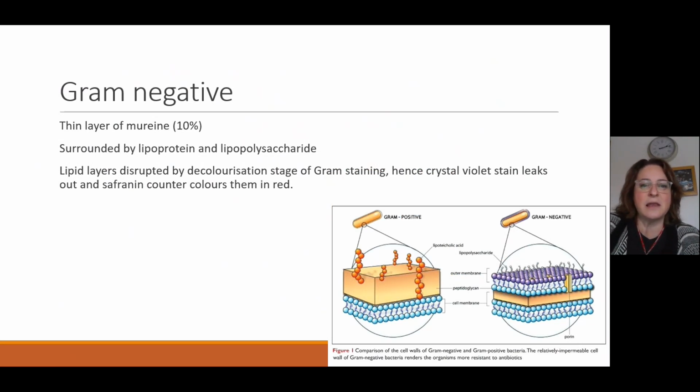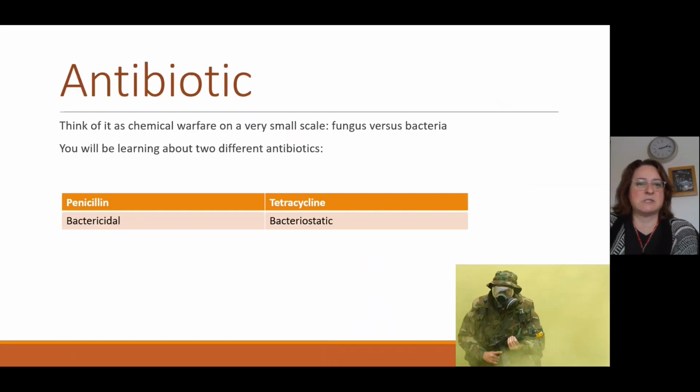Gram-negative, that was a reminder. You've got a thinner layer of peptidoglycan. However, you've got that extra layer, either lipoproteins or lipopolysaccharides, around the outside. The crystal violet stain can't really get in the first place, or leaks out of that thin layer of peptidoglycan very quickly, and later gets washed out in the staining process, and the red stays in as the counterstain.